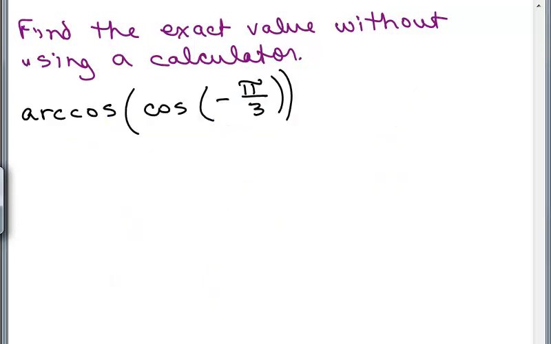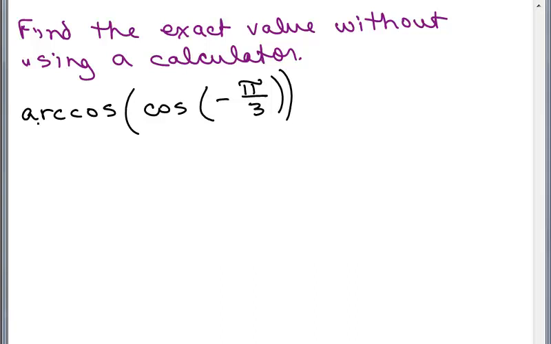All right, we're going to find the exact value of arc cosine of cosine of negative pi over 3. Now some people look at this and think, oh, this is going to cancel each other out and I'm going to get a negative pi over 3. They're inverses, and it doesn't really work that way. You have to be really careful.